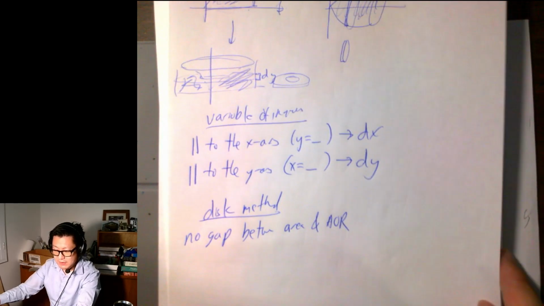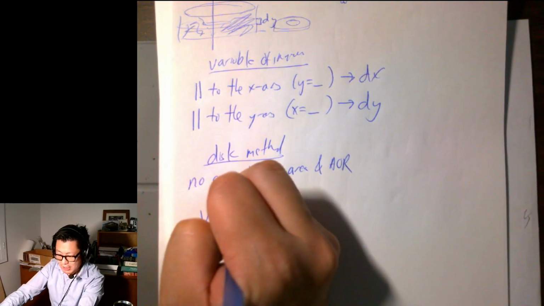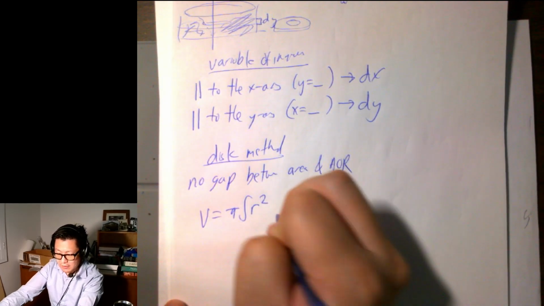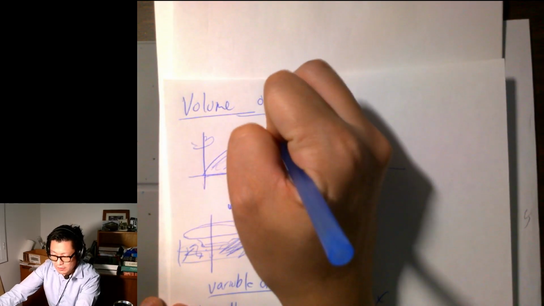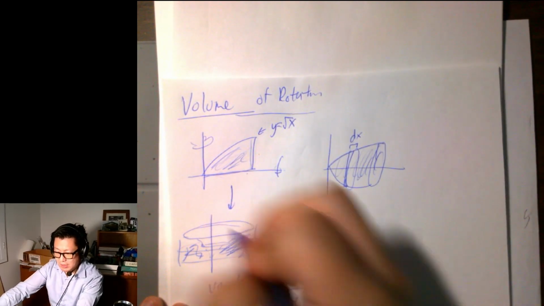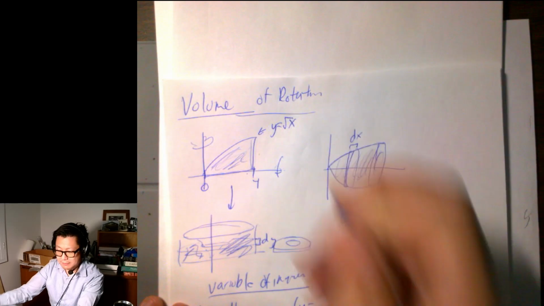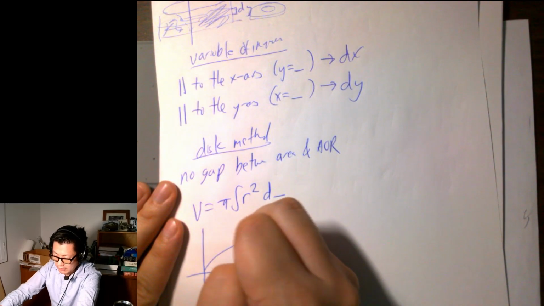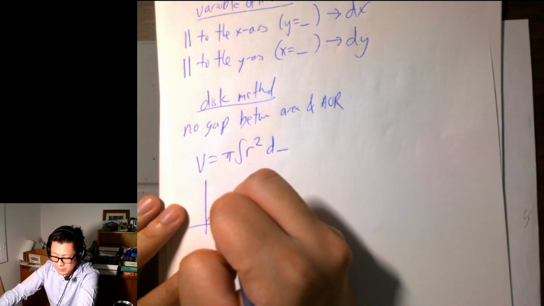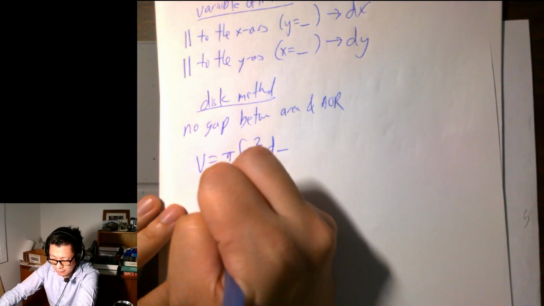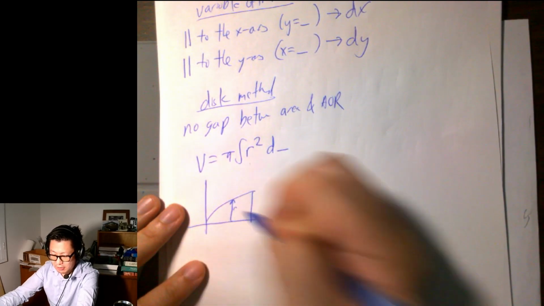And the way you use disks is your volume is going to be pi times some radius squared, d some variable, dx or dy. If I use this specific example, let me call this y equals square root of x, and let's say my bounds are from 0 to 4. So if I look at this and just look at the shape, don't worry about the three-dimensional drawing. If you look at the shape, your r is going to be from your axis of rotation to the curve. So that would be my r.